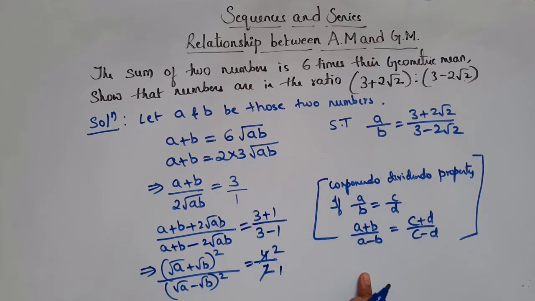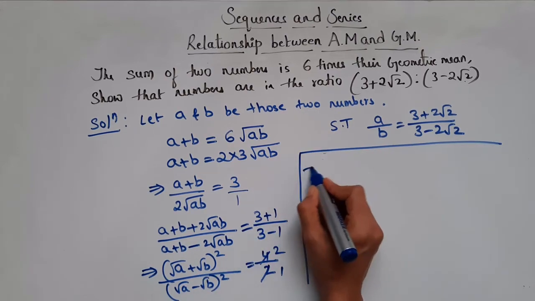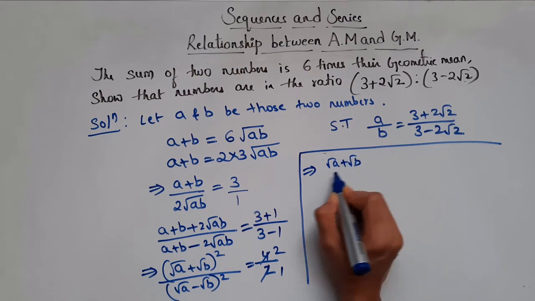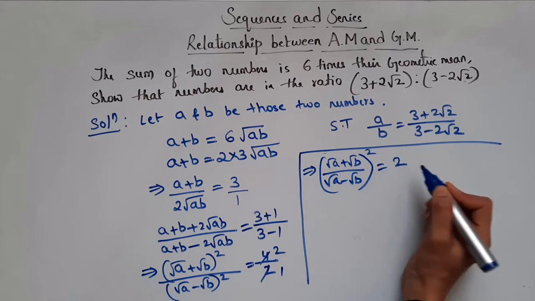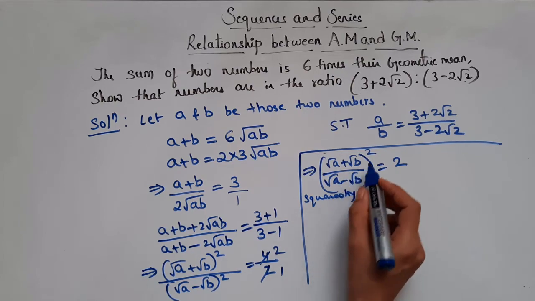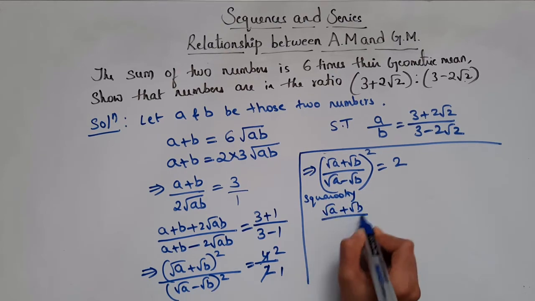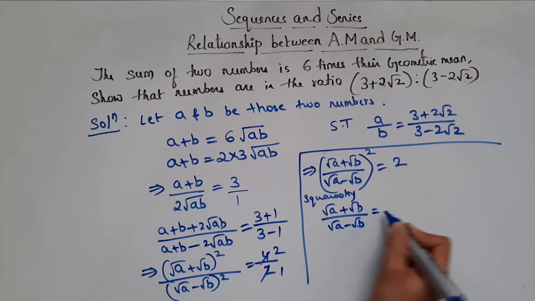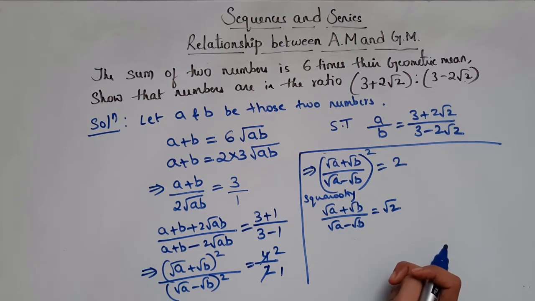So let me erase this part. Now let me continue here. So you can write this as root a plus root b by root a minus root b the whole square, which is equal to 2, right? Now let's square root both the sides. When you square root, square and square root will get cancelled. We are left with root a plus root b by root a minus root b, which is equal to square root of 2. Now again we will go for componendo dividendo property, because we don't want root a and root b. So by doing componendo dividendo property, we can nullify that.